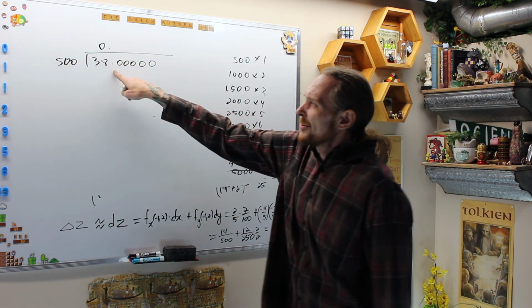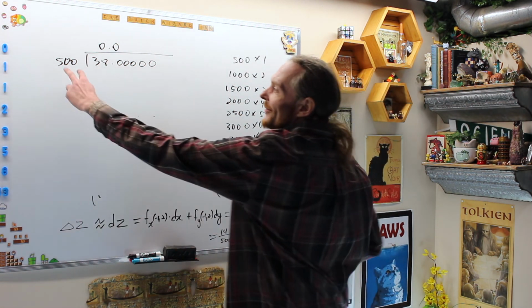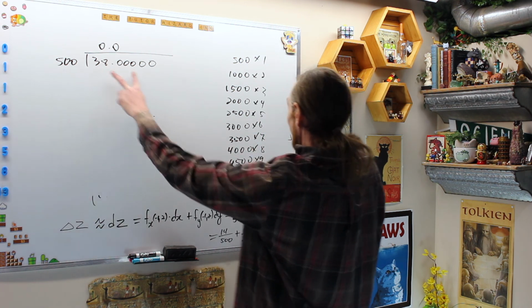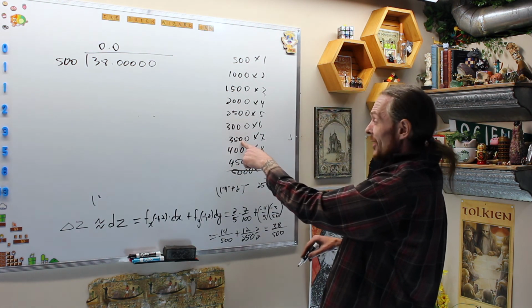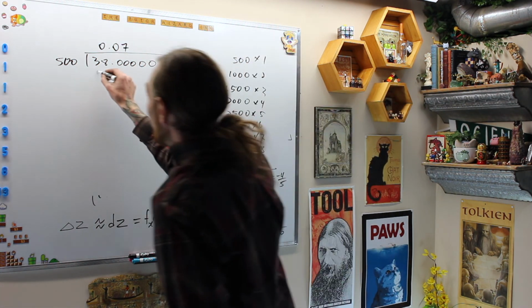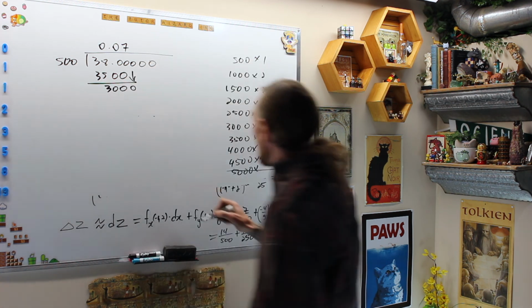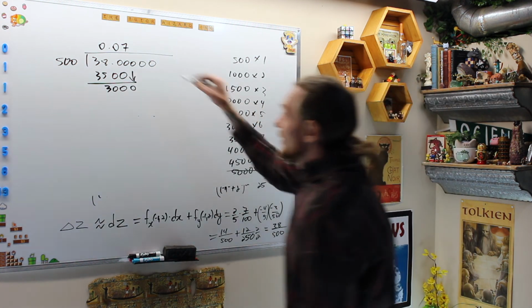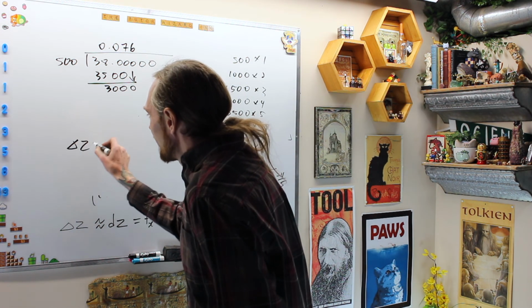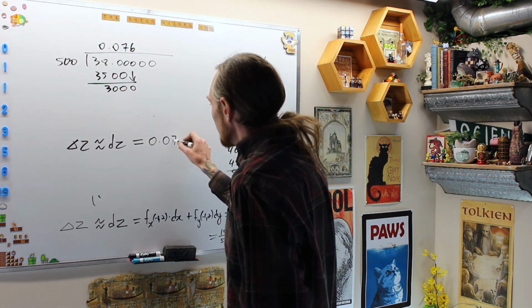How many times does it go into 380? 0 times. What do I get? 0 again, and I bring it down. How many times does 500 go into 3,800? This one, 7. So what do I get? 3,500. What do I get? 300, and then I bring a 0 down. How many times does it go into 3,000? Oh, 6. I don't need a calculator. This says delta z is approximately equal to dz, which is equal to 0.076.